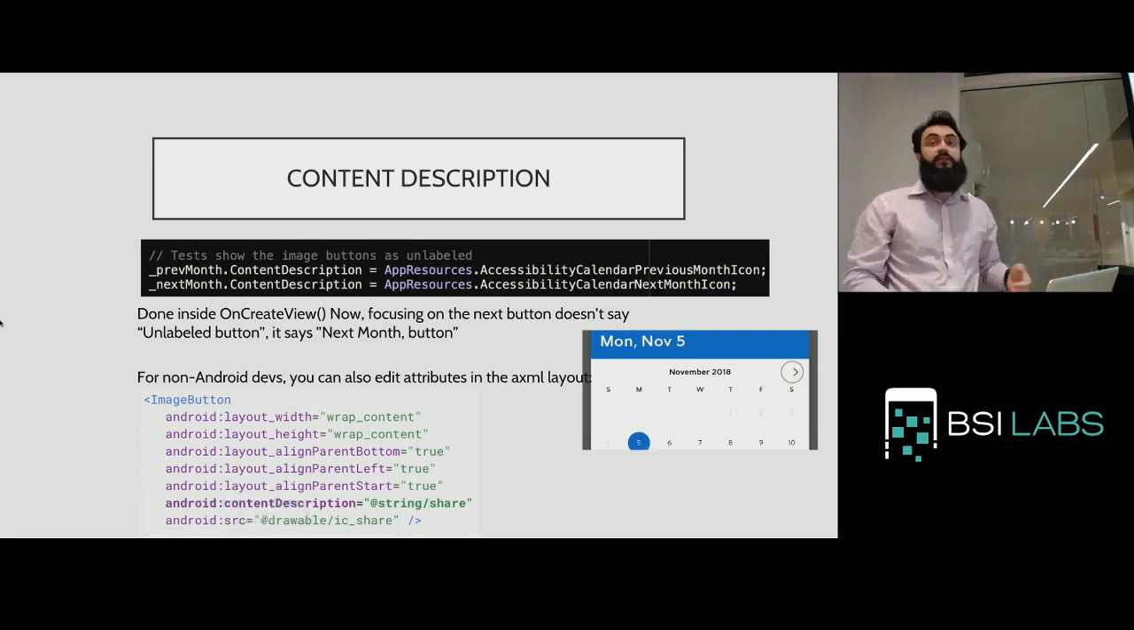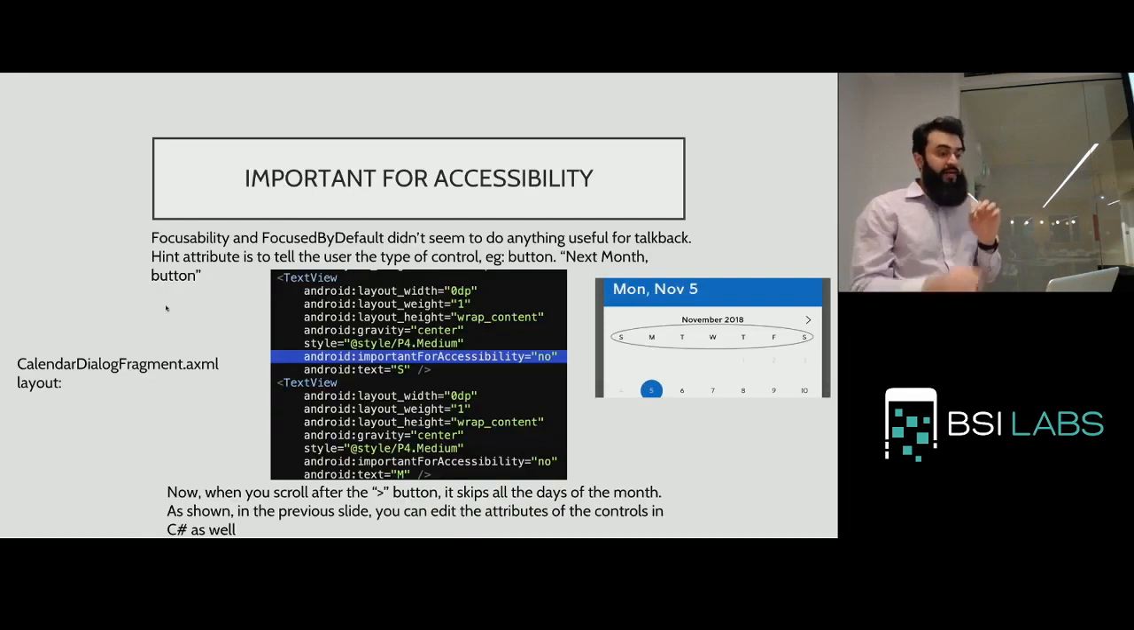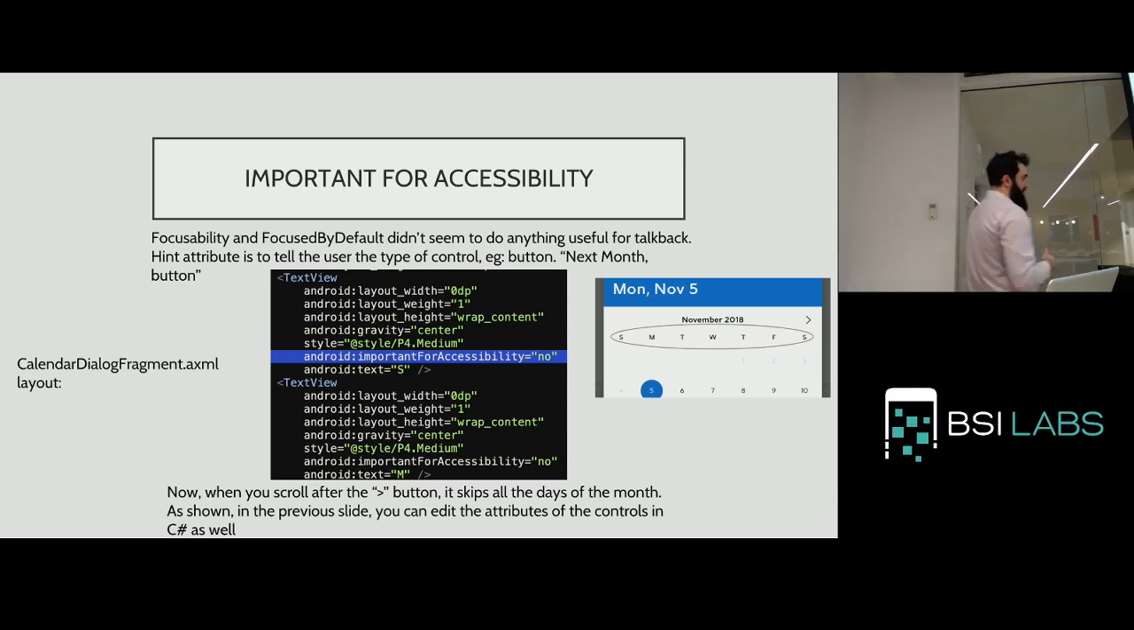Sometimes it'll even say unlabeled image. So it's very simple for users like us to actually implement. Just look for content description or hint or stuff like that. Important for accessibility. For people who have touched AXML, I know there are not a lot of people, but they're basically properties. There's a text property for the control, there's the gravity, style, things like that, and then there's important for accessibility.